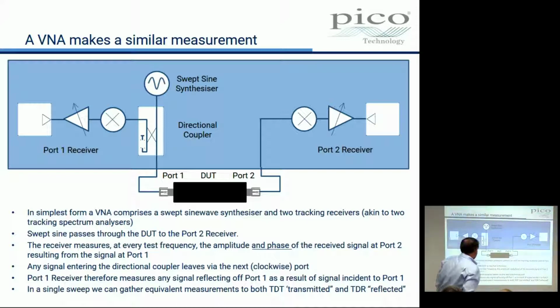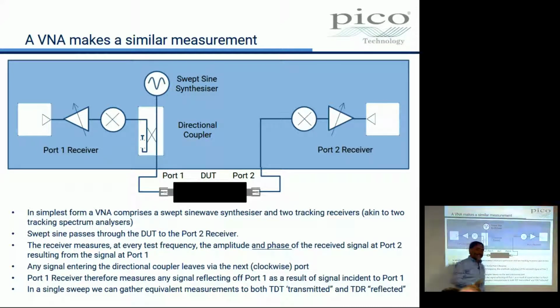To make a VNA, this is what we need to do. And this is the simplest VNA that you can have. Inside, it has a swept sine wave source, in our case 300 kilohertz to 6 gigahertz. And what we're going to do is, this is alien technology. This is a directional coupler, and the aliens didn't tell me how it worked.